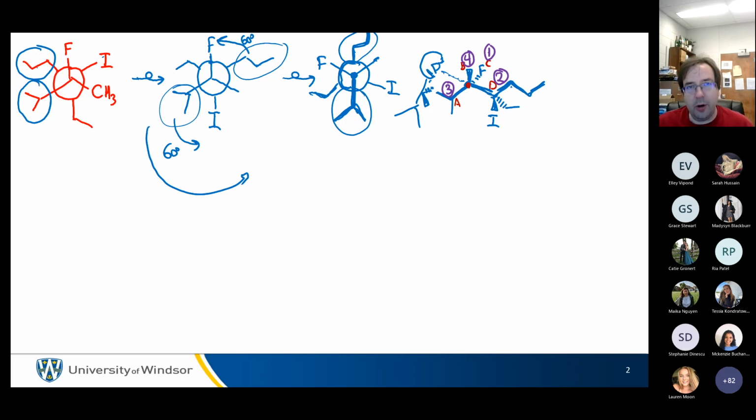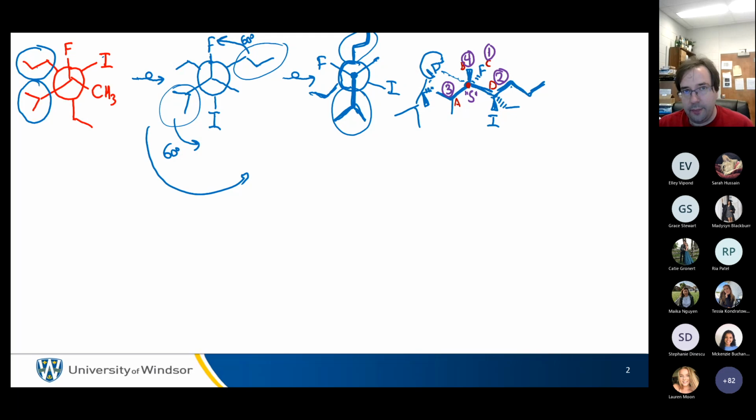Now, we've ranked the priority, and we note that 4 is coming out of the plane towards us. We need 4 to be going back into the plane away from us to assign R and S. Right? That's necessary. We can cheat by just remembering that 4 is coming out of the plane towards us. We do the rotation. It looks like an R, it looks clockwise, but 4 is coming towards us, so it has to be the opposite. So this is S.